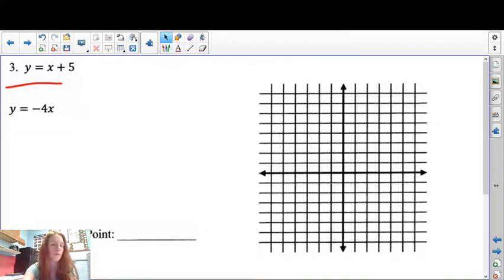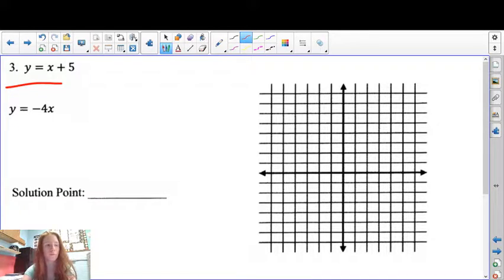Third problem, oops, I need to move up my solution point since my face is in the way. I'm going to go ahead and start up 5. My slope is an invisible 1, so I go up 1 over 1, up 1 over 1, up 1 over 1, down 1, left 1, down 1, left 1, down 1, left 1, down 1, left 1. Connect your dots.